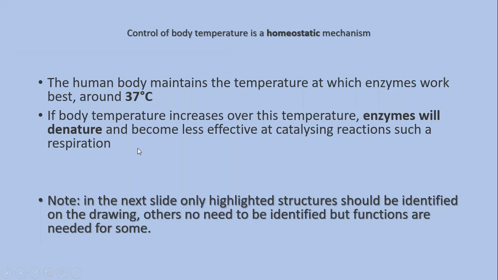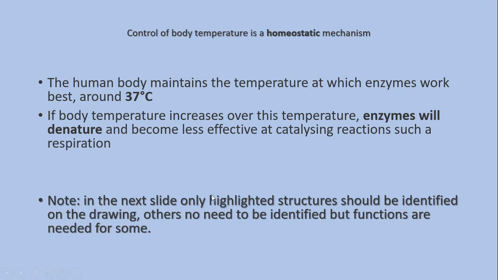So the first mechanism we are going to talk about is temperature regulation. Temperature regulation, or control of body temperature, is a homeostatic mechanism. As we said, it should be kept around 37 because the enzyme is going to get denatured if the temperature increases, and if it becomes less than 37, then the enzymes become less active. The first organ that is included in temperature regulation is the skin.